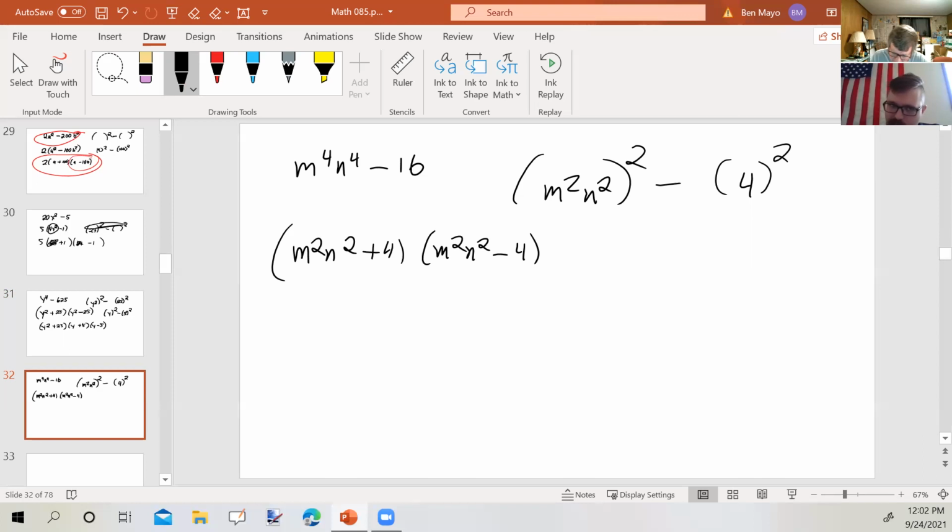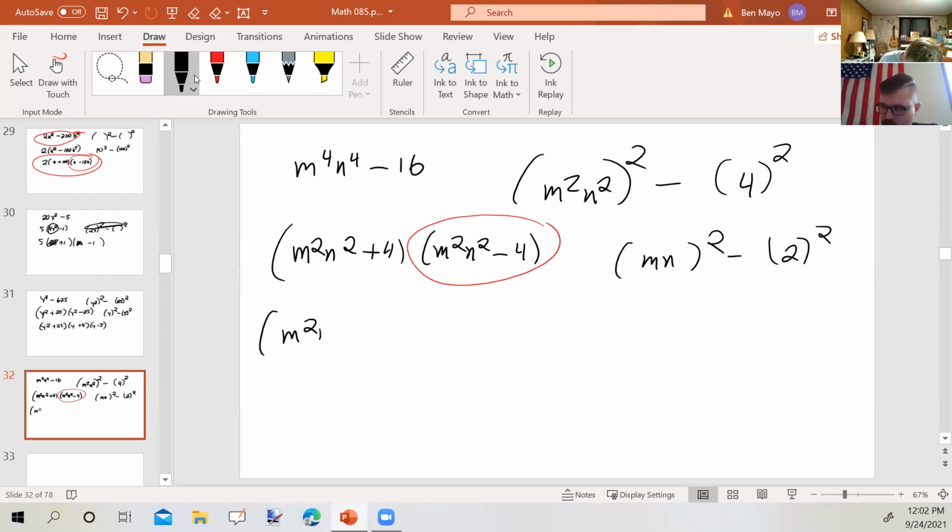Why not? Because this is also the difference of two squares. So my final answer is going to be that.